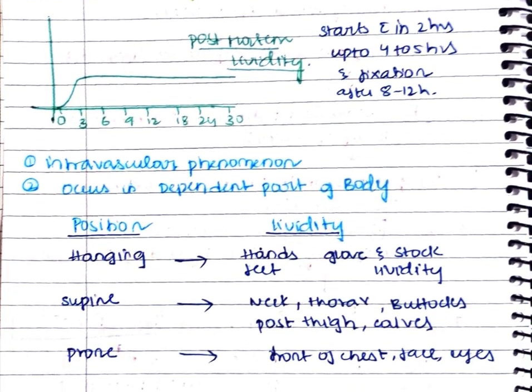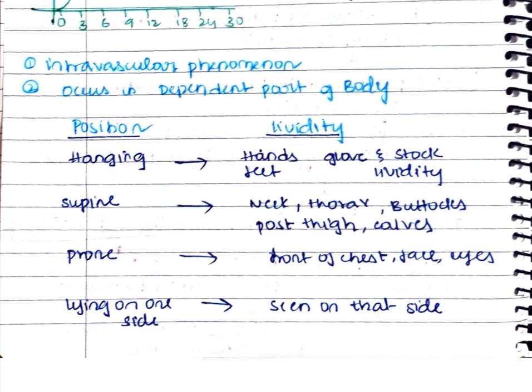Points about postmortem lividity: it is an intravascular phenomenon and it occurs only on the dependent parts of the body. According to the different positions of the dead body, the lividity occurs at different sites. So if the person is hanging, the whole weight falls on the dependent parts like hands or feet. So you can see this glove and stocking lividity. The lividity is seen only in hands and feet.